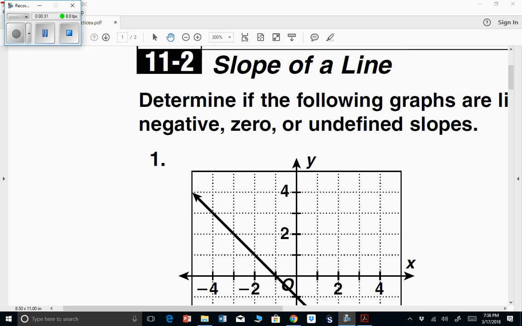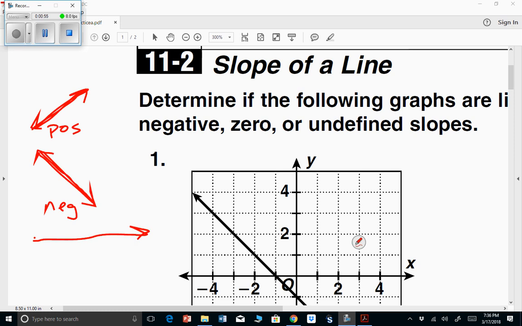Okay, a line that goes like this is said to have a positive slope because as you move from left to right, the line goes up. And then you can probably guess that a line like this has a negative slope because as you move from left to right, the line goes down. Then we have a horizontal line which has a zero slope, and a vertical line that has a slope that is said to be undefined.